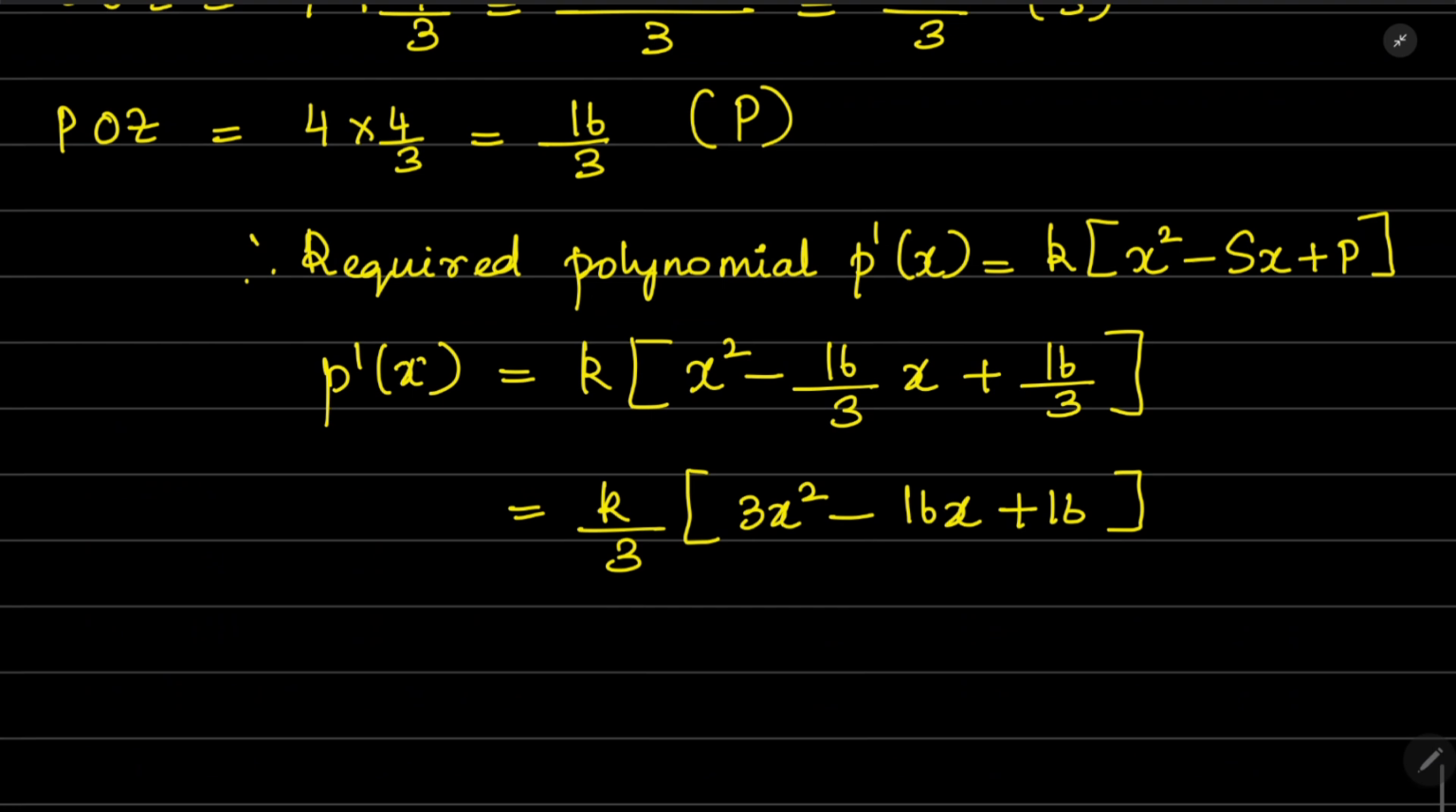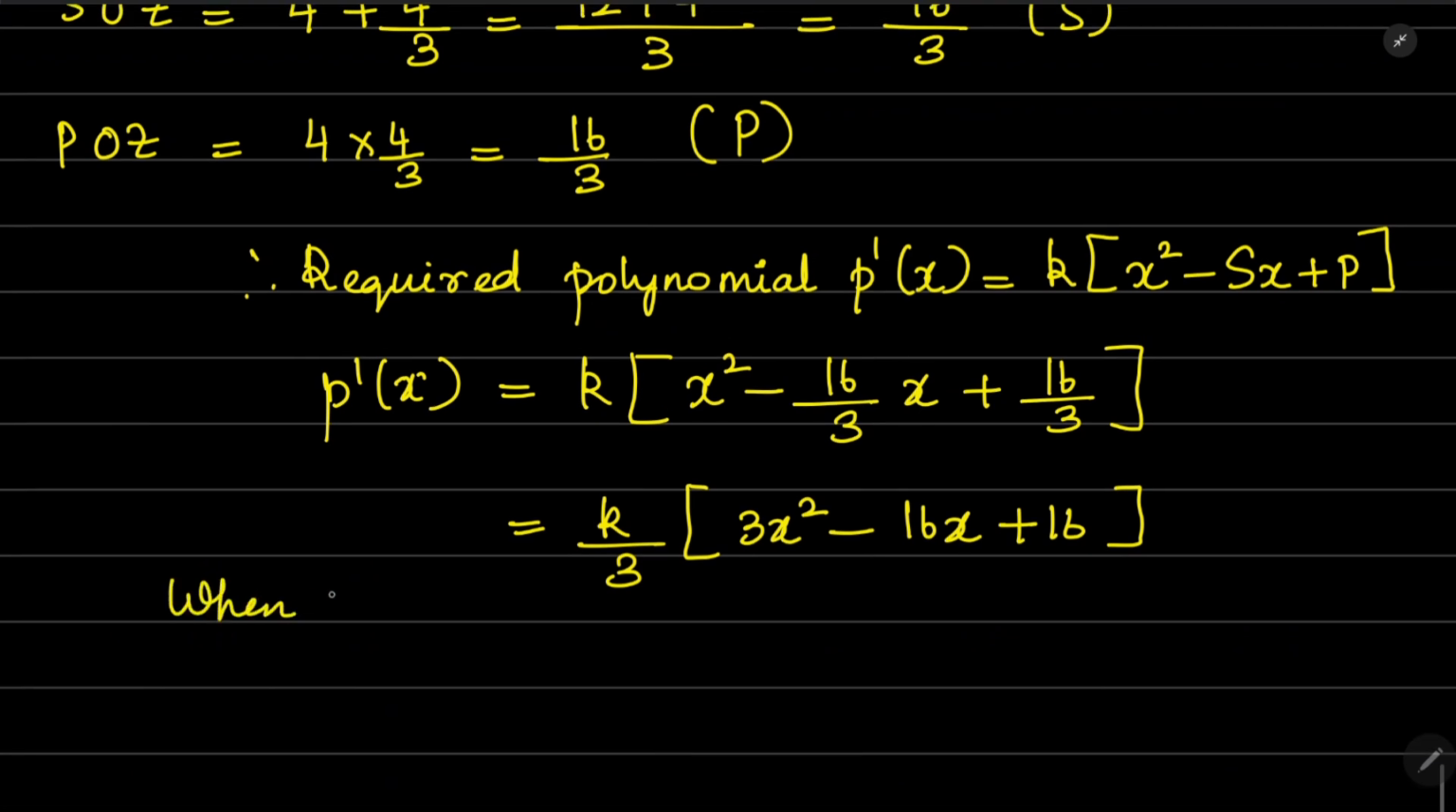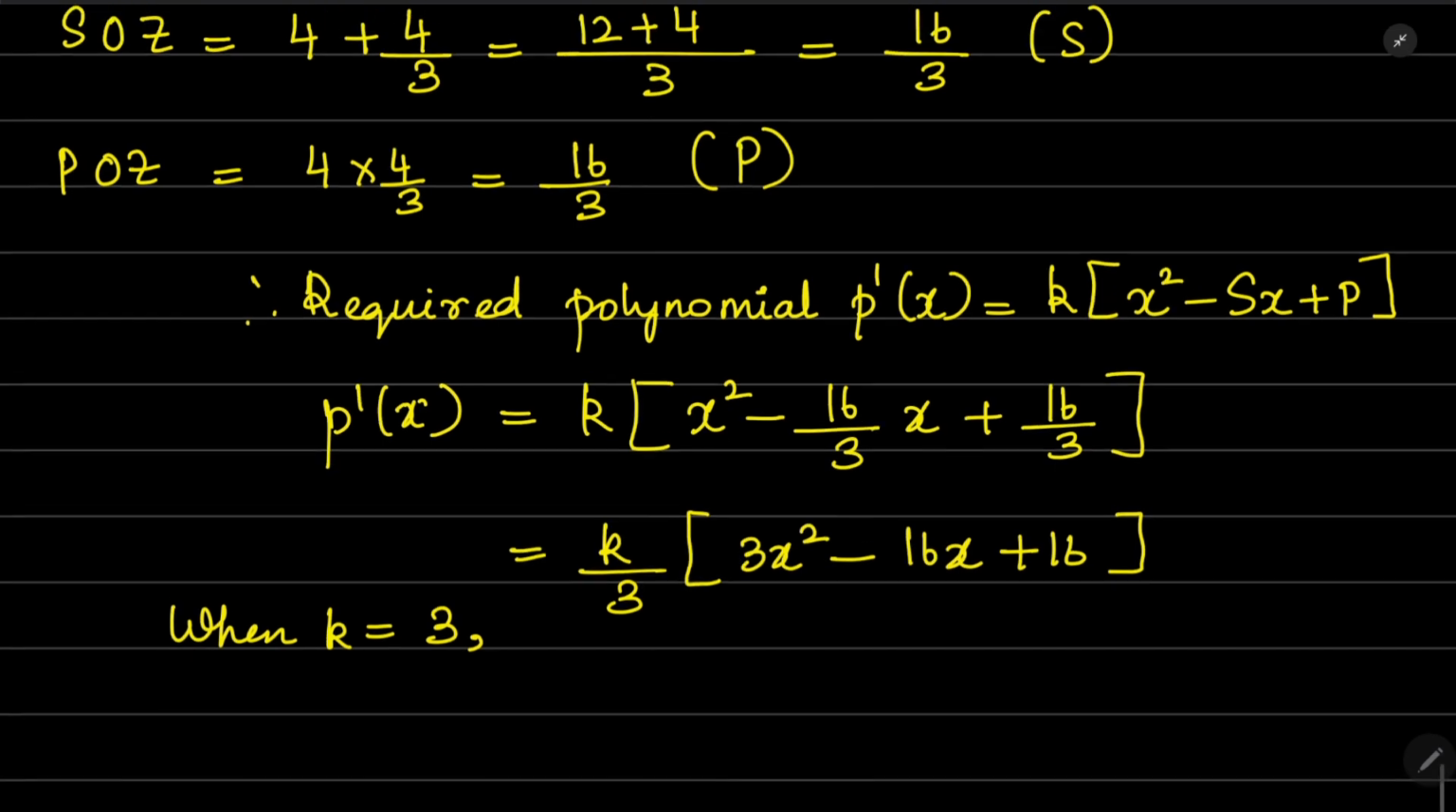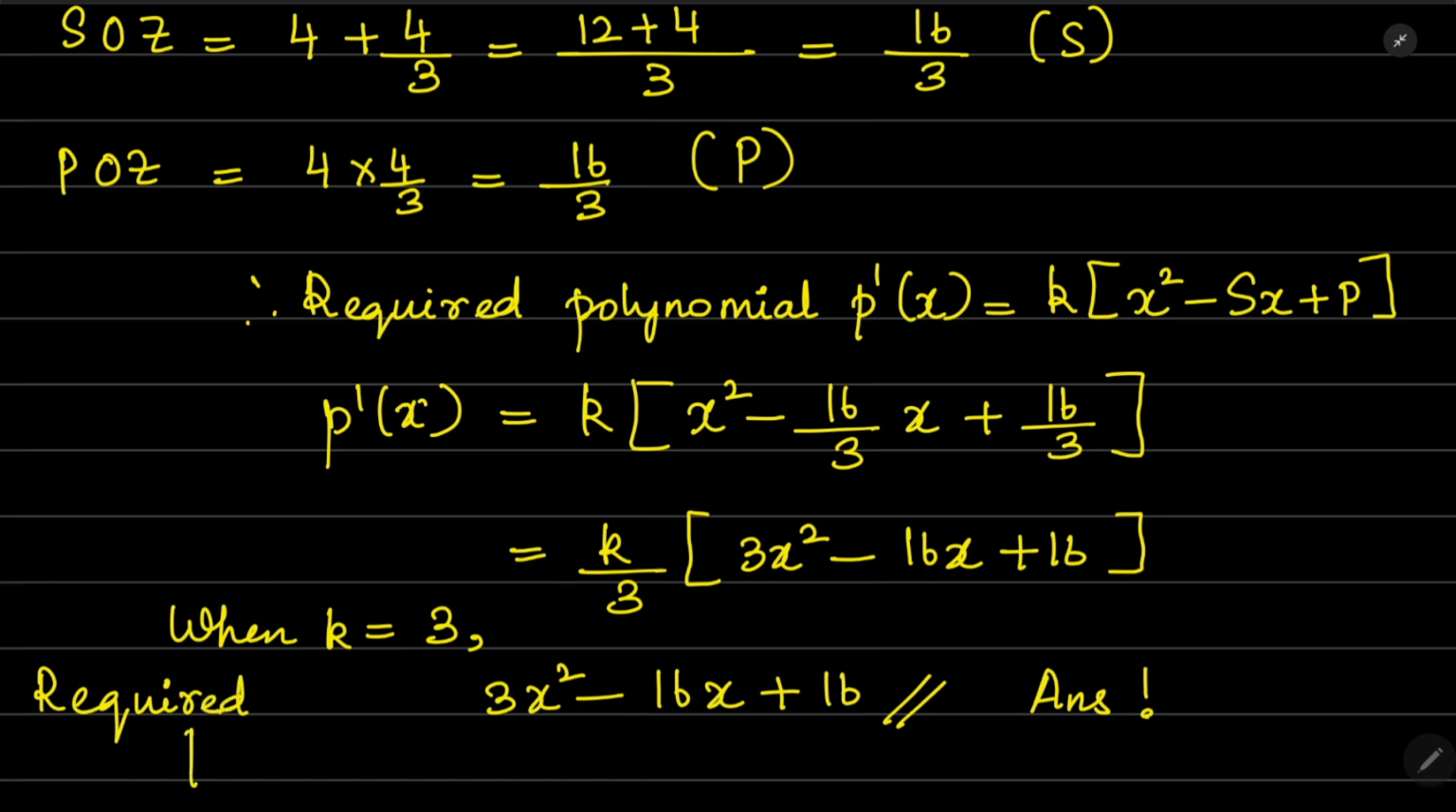Okay. So now you can write when k equal to 3, this k term is very much essential. So 3 by 3 would get cancelled. When k equal to 3, the required polynomial is nothing but 3x square minus 16x plus 16. This is your final answer. Right? This is your required polynomial. You can write it here. Okay. I hope you understood.